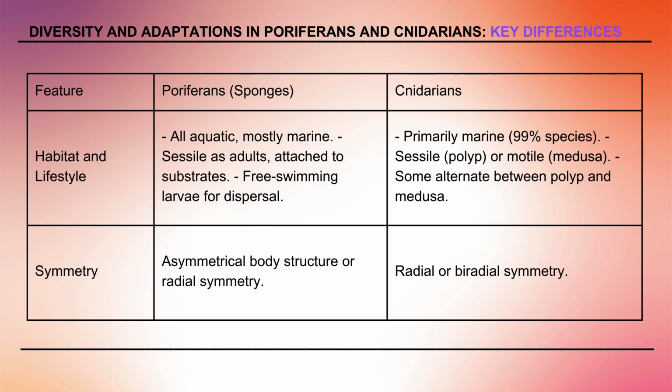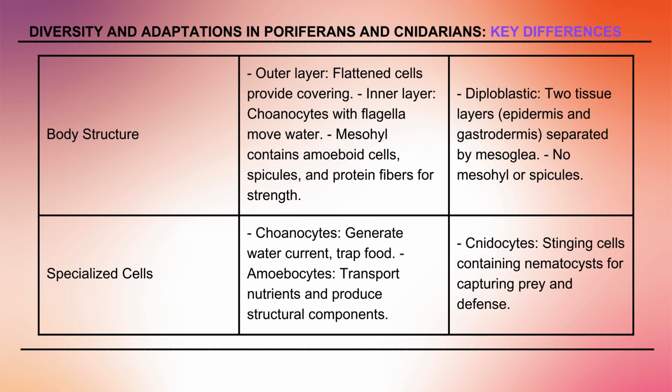This type of symmetry is useful for animals that don't actively chase prey, as it allows them to interact with their environment from all directions. In terms of their body structure, sponges have a simple body structure. Their outer layer is made up of flattened cells that provide protection.